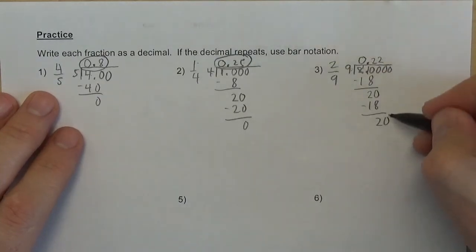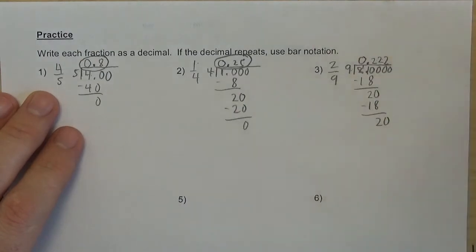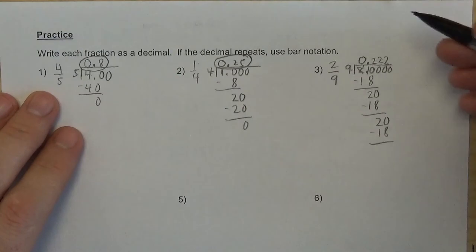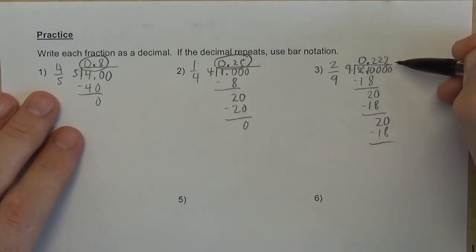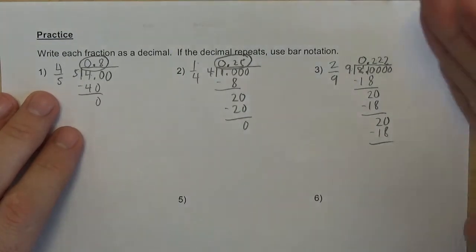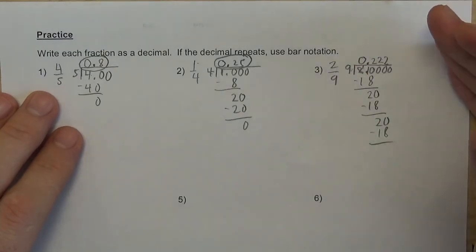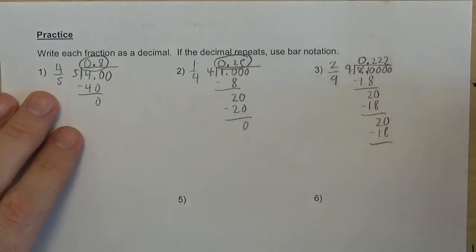So again, we're going to do 9 into 20, 2 times, and 2 times 9 is 18. If you get the same number 3 times in a row, or the same chunk of numbers 3 times in a row, you're just repeating. It's just going to keep on going like this. You could do this on and on forever. This is a repeating decimal. You can stop once it repeats 3 times because you're pretty sure at that point it's just going to keep going forever.